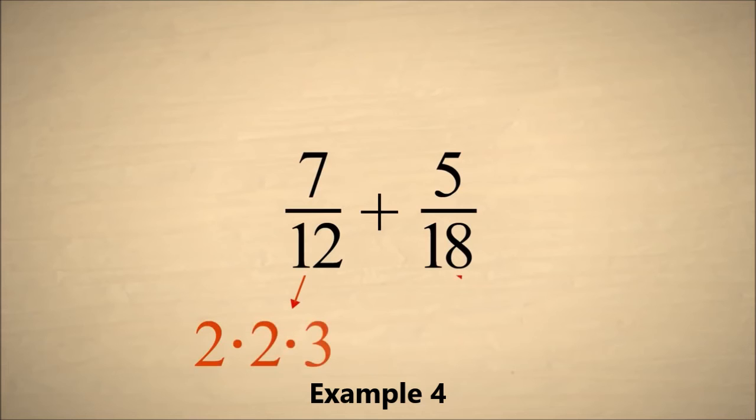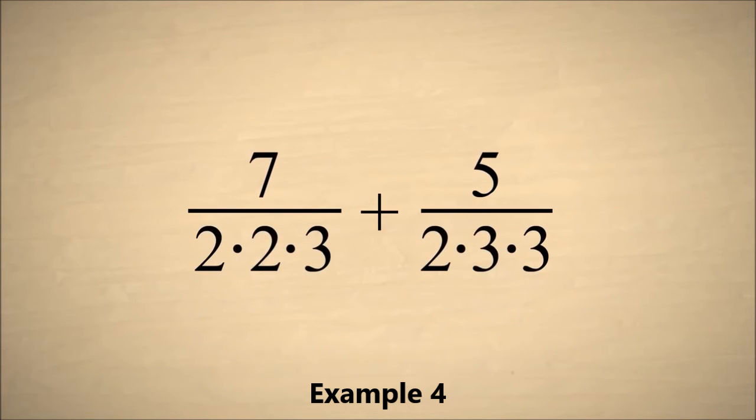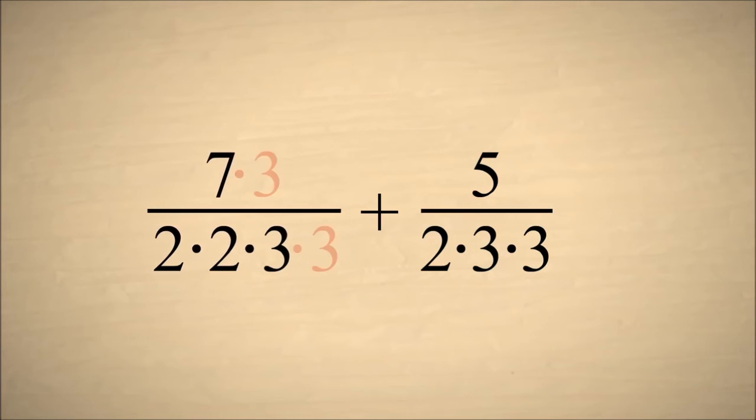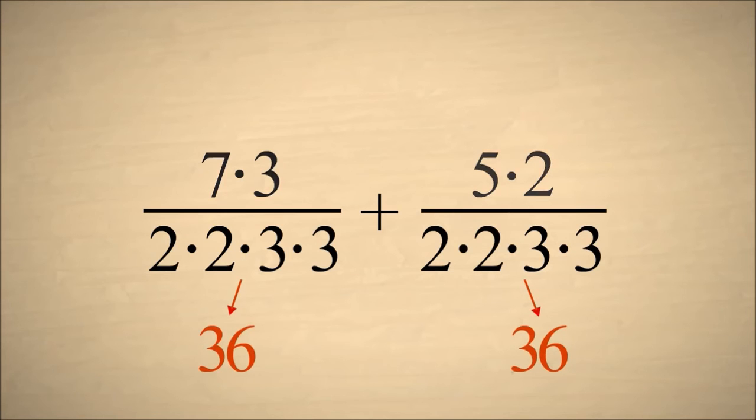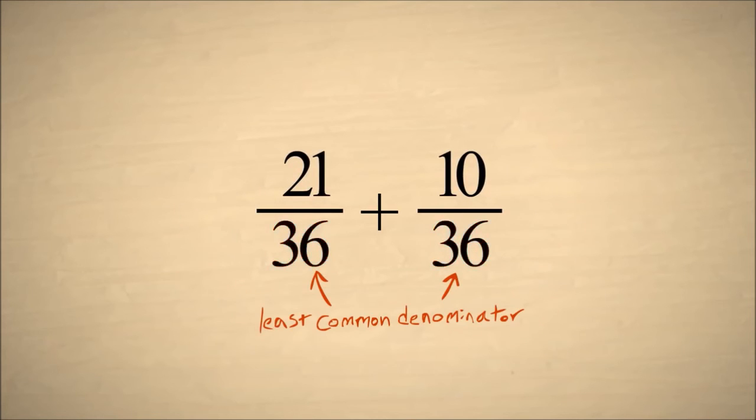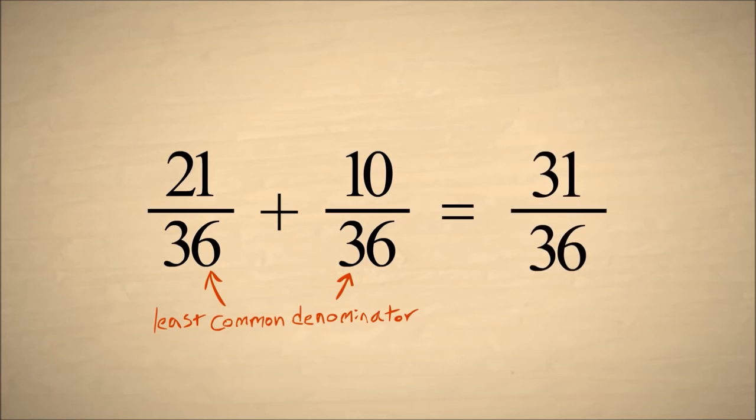Same fractions, and factor the denominators. Now we can see that the first denominator only needs an additional factor of 3, and the second denominator only needs an additional factor of 2. So we end up with a much smaller common denominator of 36, and a sum of 31/36.